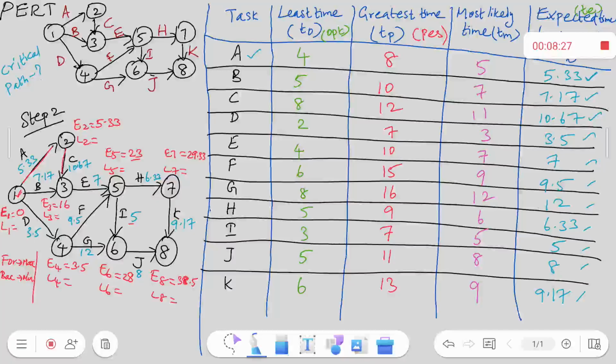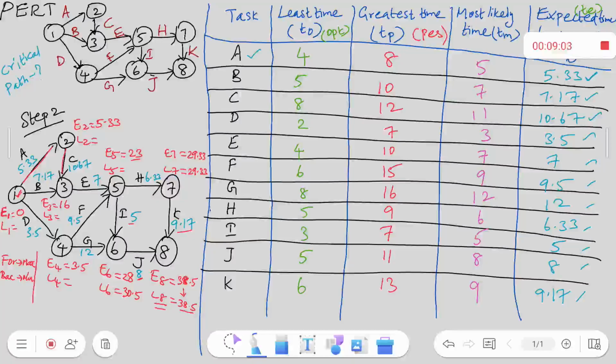Okay, so I calculated the earliest start time. Now I go backward to calculate the latest finish time. I start from node 8 to find out the latest finish time. The same value will be carried over, so 38.5, I keep it as such. When I proceed backwards from 8 to 6, it is 38.5 minus 8, so it is 30.5. While going backward, I have to subtract. Similarly, 38.5 minus 9.17 gives 29.33 again.